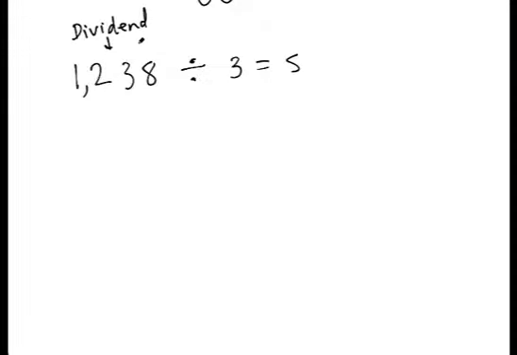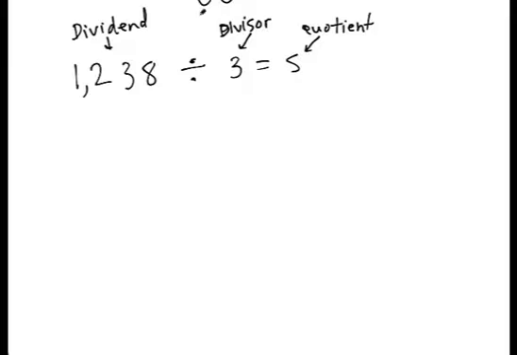This is the dividend. This is the divisor. Divisor, that's a D. And this is the quotient, Q-U-O-T-I-E-N-T. There we go. Quotient, divisor, dividend. And these are words you need to know.